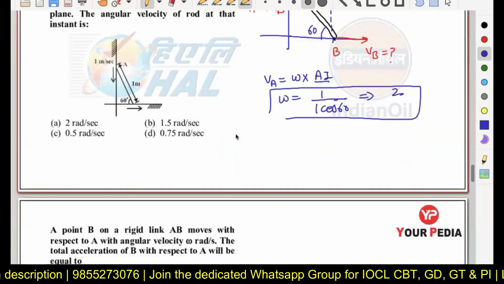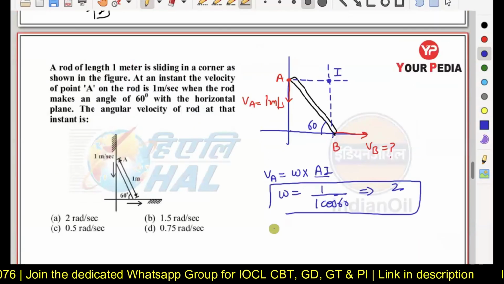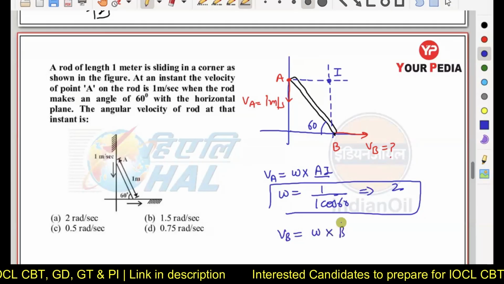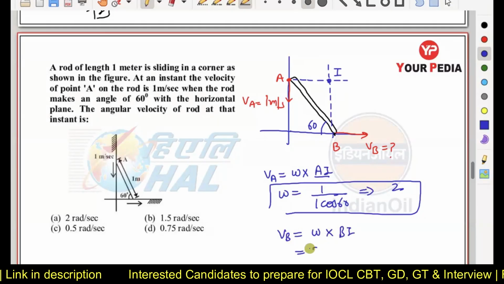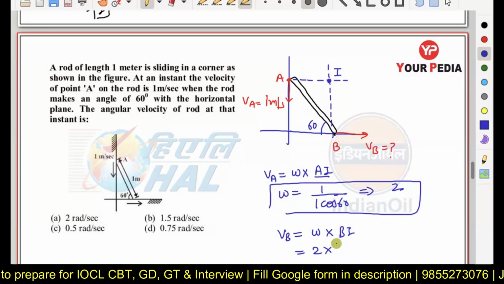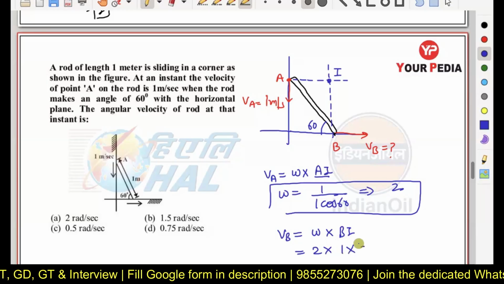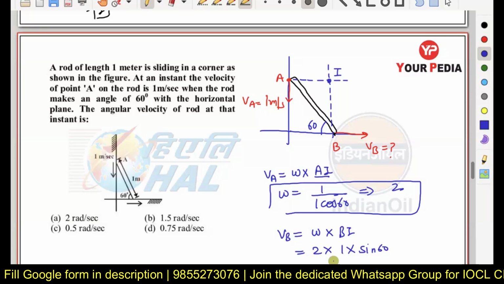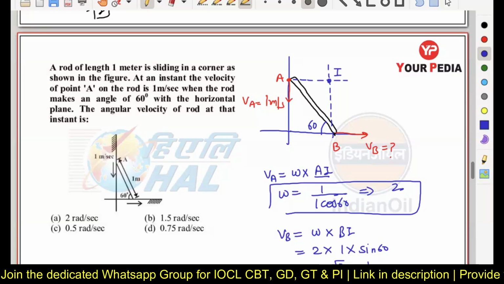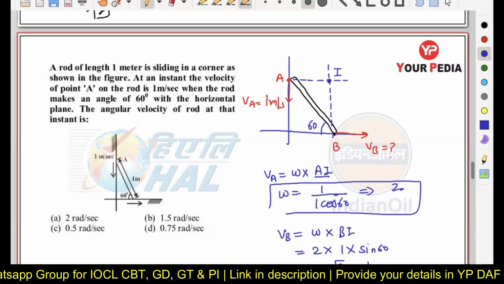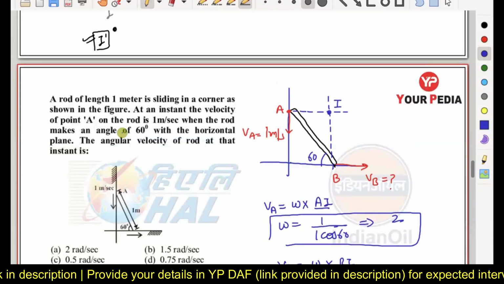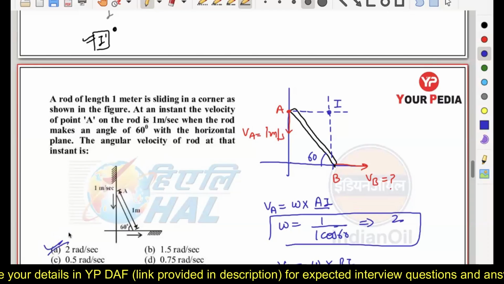Okay, now along with that, you can also see if I want to calculate VB, it will be omega multiplied by BI. So you know the omega. Now what is BI? BI is the vertical component of AB. So I can write 2 into 1 into sine of 60. It will come out to be root 3 meter per second here. Okay, so remember this condition. Now, in this case, option number A will be the correct answer.